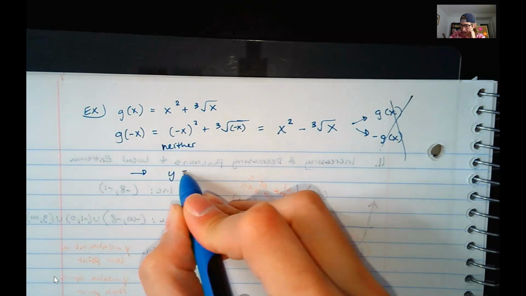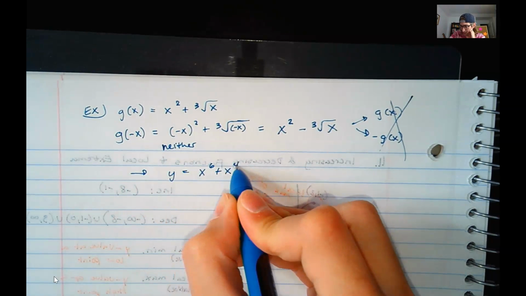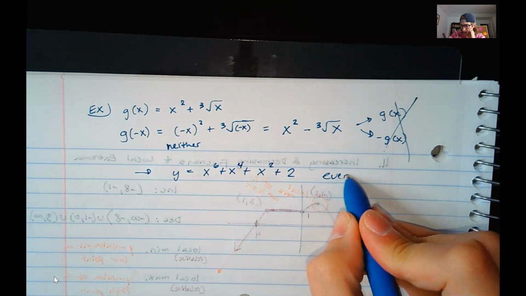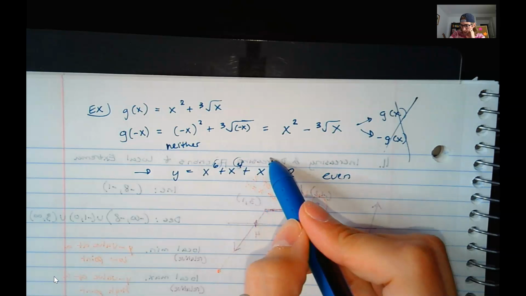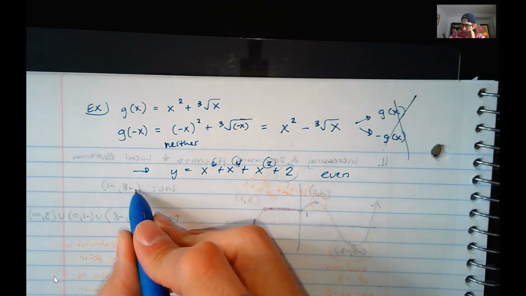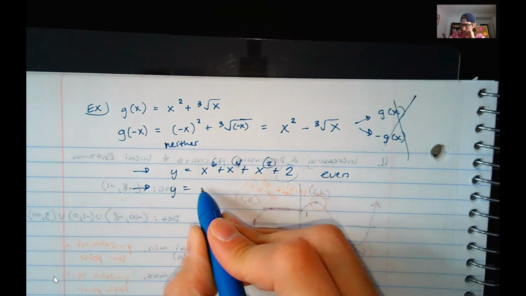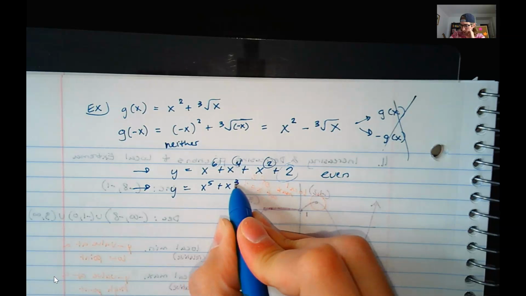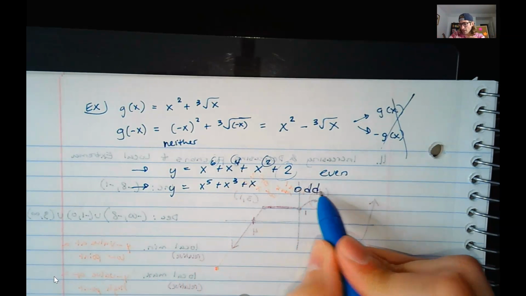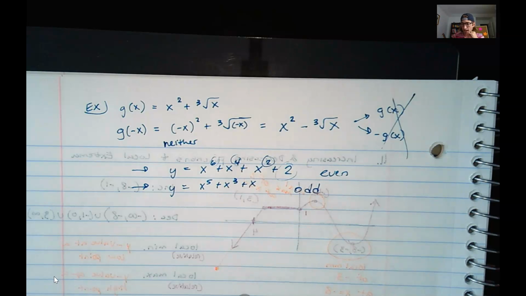If I saw y equals x to the 6th plus x to the 4th plus x squared plus 2, I know this is even. These even exponents and this thing without an exponent, all of that together are going to help make it even. If we had y equals x to the 5th plus x to the 3rd plus x, those are all odd exponents. I know that this is odd, and you can check with the graphs. It's going to work like that.